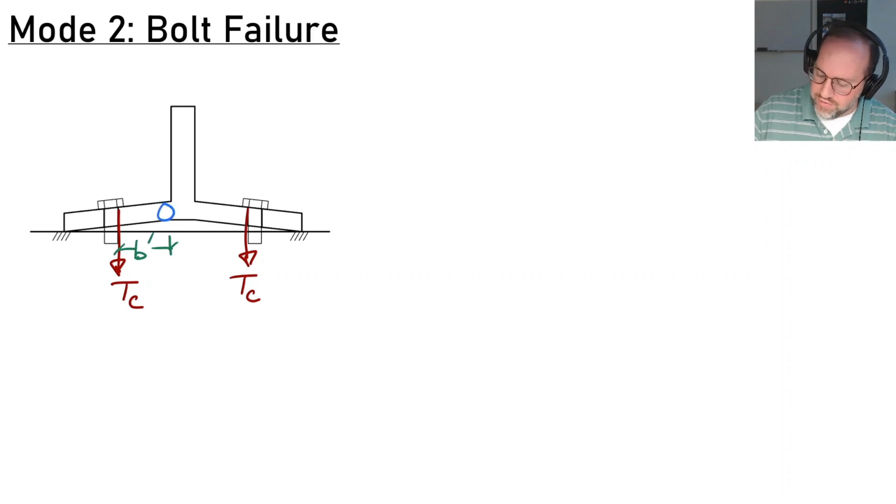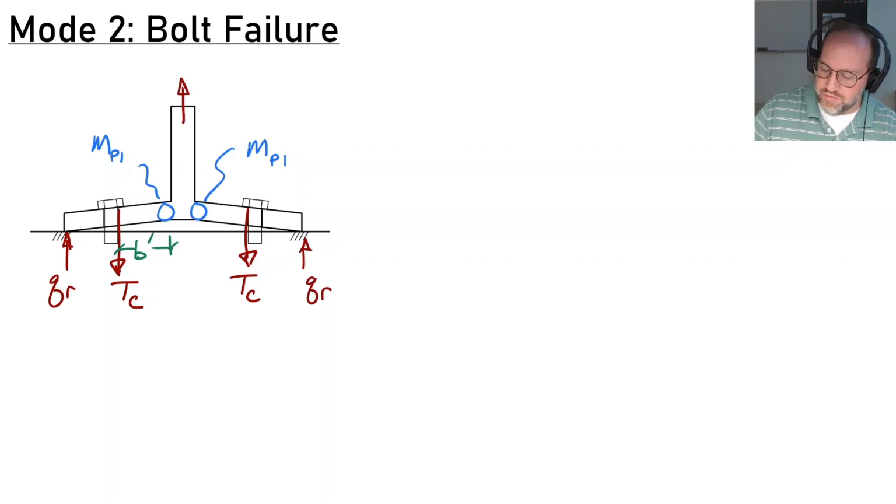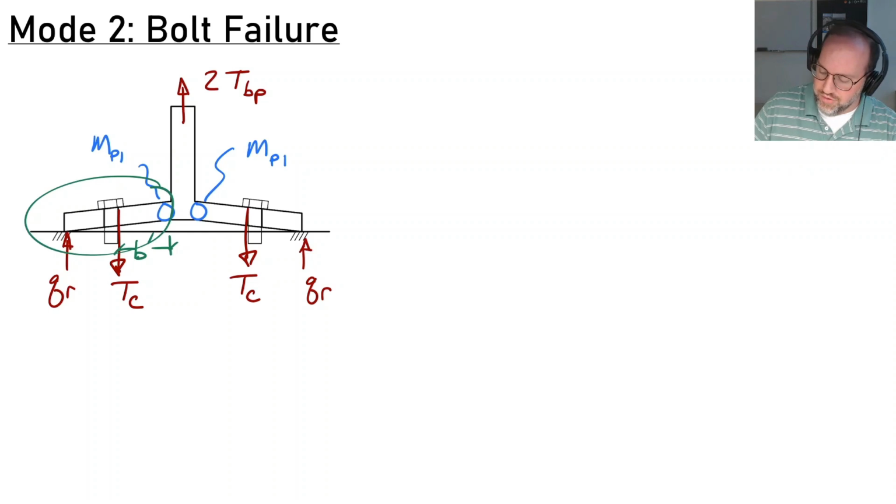But now at these locations, because our force is greater than the no prying limit, we know that our moment here is MP1. So essentially we have yielded the sections right there. We'll have a prying force here of QR, and also on the other side, and our force that we're pulling on this assembly with is 2 times TBP, so the bolt prying failure load. To analyze this, we're going to look at the free body diagram for this section right here. So let me just draw that out below here.